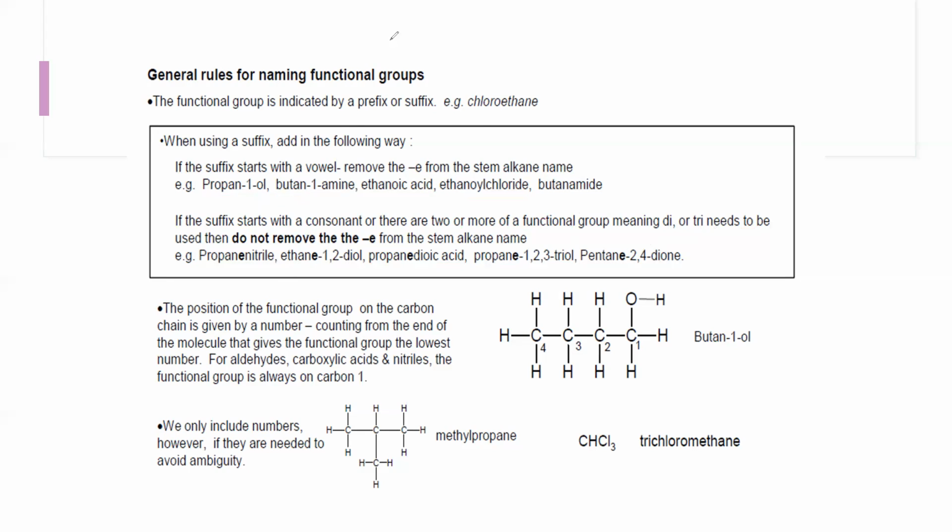Then, the position of the functional group on the carbon, how to identify it. Whenever you decide the position, for example, the first thing is you select the longest carbon chain.